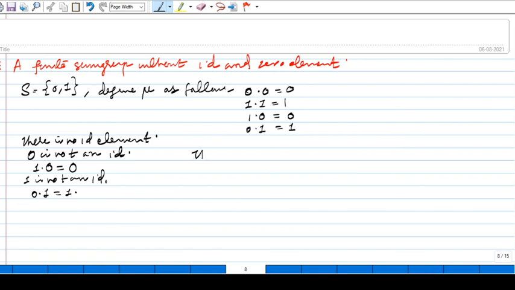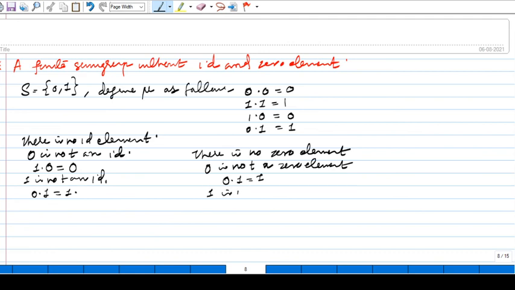Second thing is, there is no 0 element. So for that I have to show 0 is not a 0 element. How? Let us look at 0 times 1, which is equal to 1. If 0 is a 0 element, 0 times 1 should be 0, right? So that is not possible.